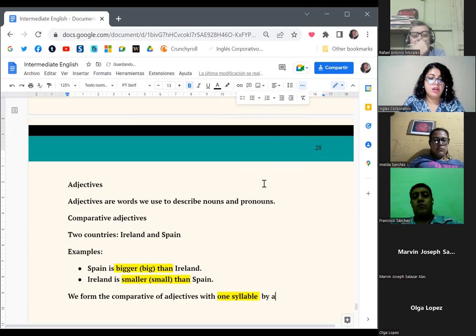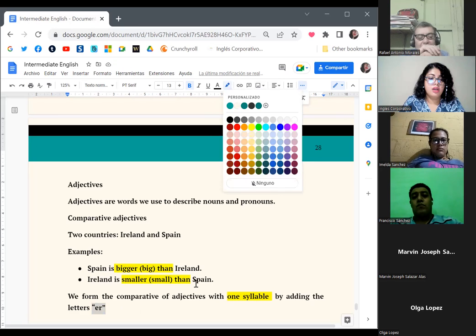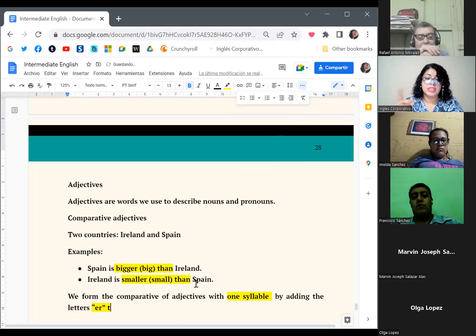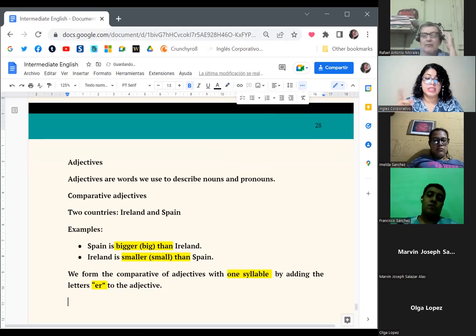One syllable, by adding the letters, in this case ER, to the adjective. So we need to add those letters to the adjective to change that adjective. Sometimes we must also double the final consonant of the adjective. In some cases, we need to double, write it twice.